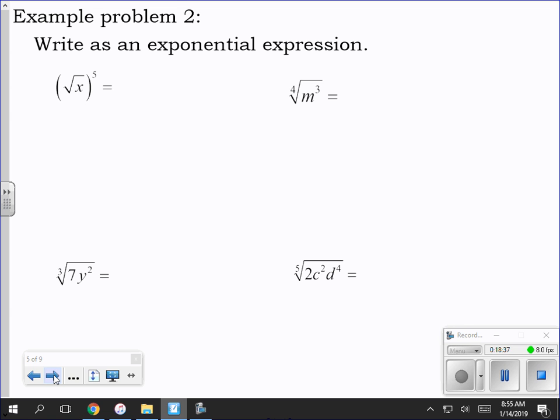Okay, this part here is actually really easy. All you're doing is rewriting, going back and forth between the first one. You're going to take the radicals and write them as fractional exponents, and it's really easy. Your radical index is your denominator. Your other power is your numerator. So when I have a square root, I have an index of 2 that I don't actually have written there. So this means that I have x to the 5/2 power.